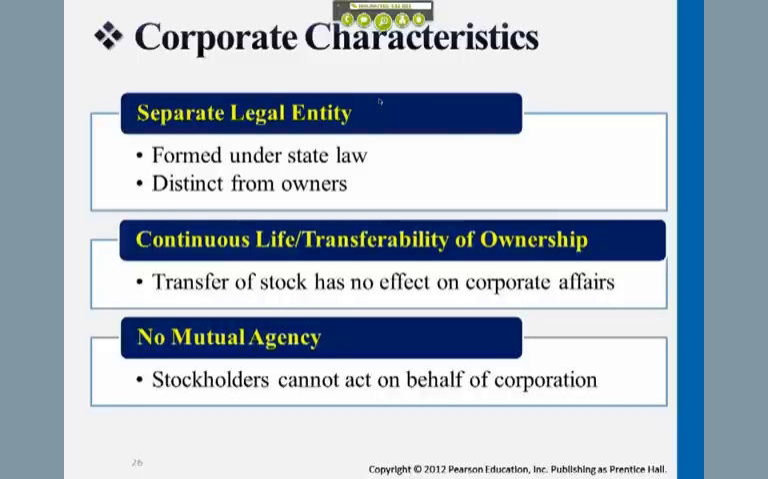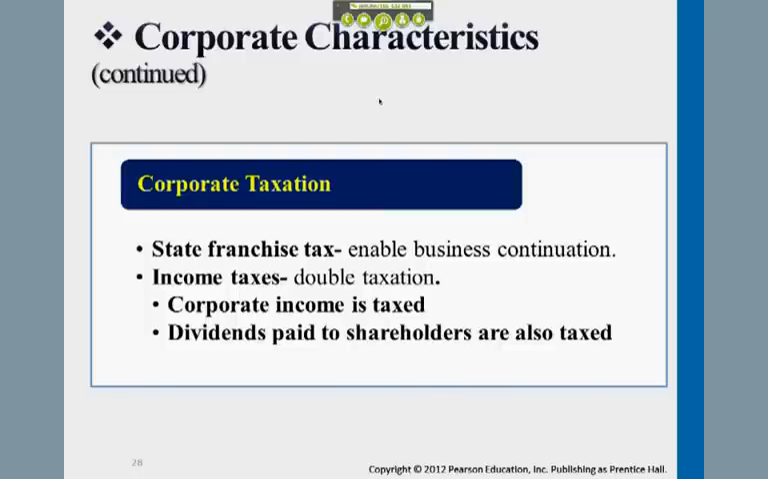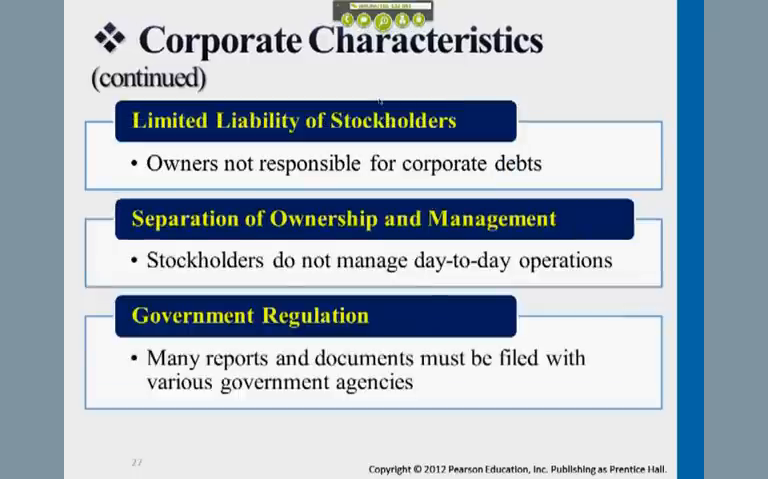Okay, so far we talked about separate entity. We're able to transfer our ownership by selling the stock back to the market, and we can purchase other companies' stock. No mutual agency, we don't act on behalf of the corporation. There are a few other ones. Limited liability of stockholders goes back to what I mentioned earlier. The most we can lose is the money that we invested in the company. You will not be responsible for any debt that happens in the business or the debt that you see in financial statements. So there's only limited liability for you and me if we purchase stock from a certain company.